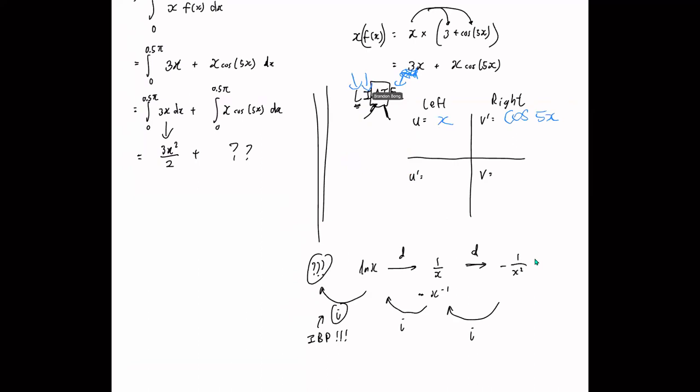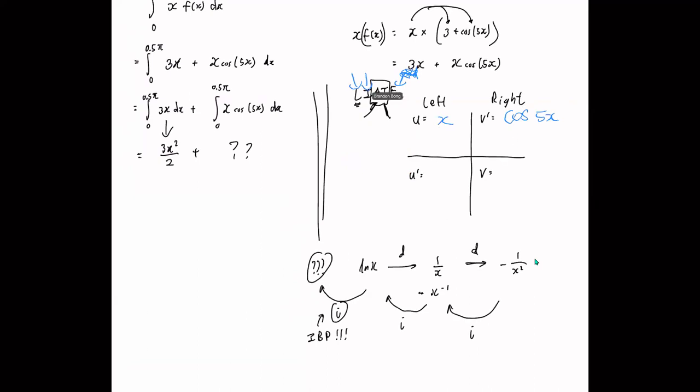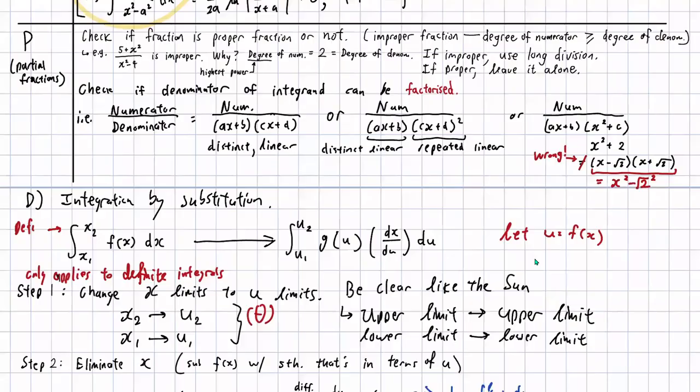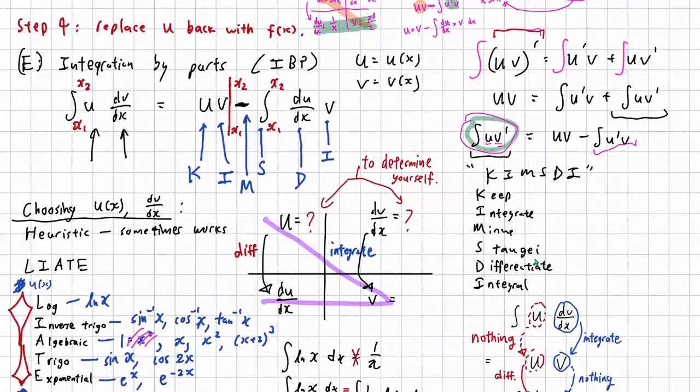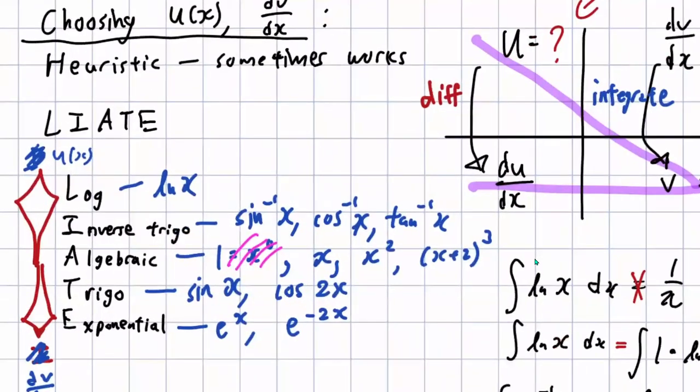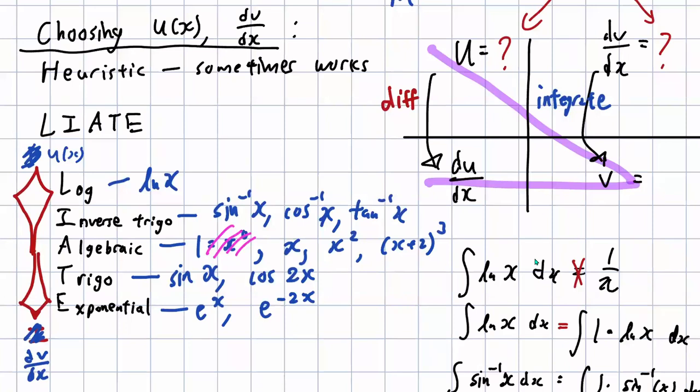Oh, you forgot what it stands for already. What's I? Let me just show the cheat sheet so I don't have to rewrite it. Logarithmic, inverse trigo functions, algebraic, trigo functions, exponential. Ln x, sine inverse, cosine inverse, tangent inverse. Algebraic is x squared, (x plus 2) cubed, for example. Then trigo is sine x, cosine 2x, or could be secant x as well. Then exponential is just e to the power.